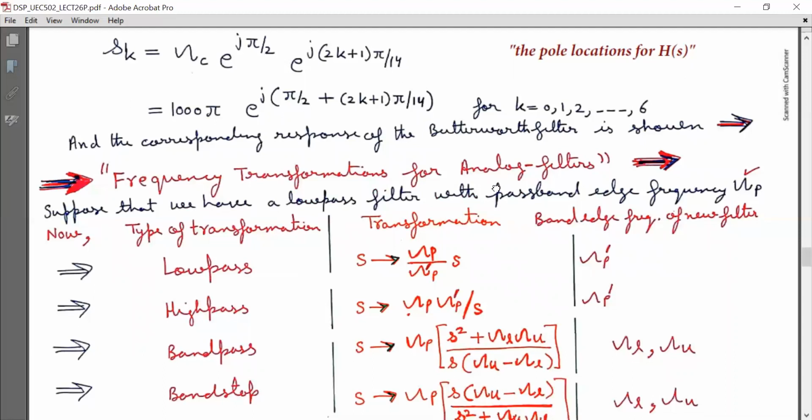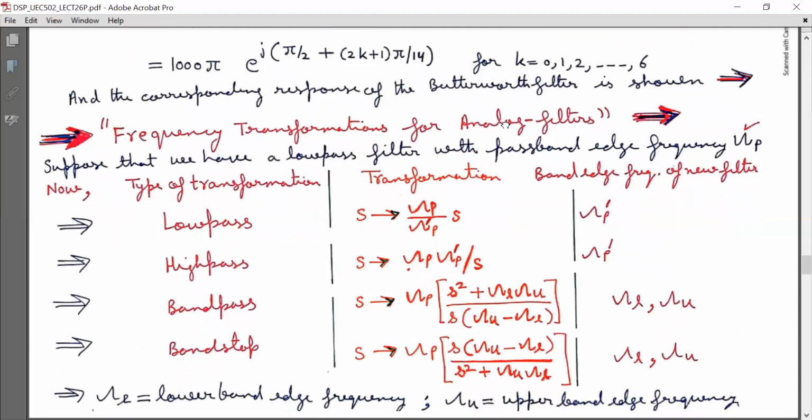Now the frequency transformations for analog filters. This is very important because from a low pass filter, I can design other filters based on a given low pass filter. I can transform that low pass filter into other filters like a high pass filter, band pass filter, or band stop filter, or another low pass filter with a different band edge frequency. So suppose that we have a low pass filter with pass band edge frequency capital omega p in the continuous time domain. That is, omega p is the pass band edge frequency.